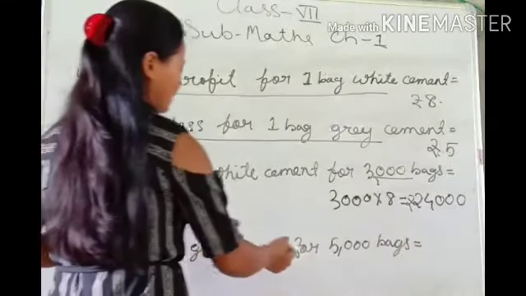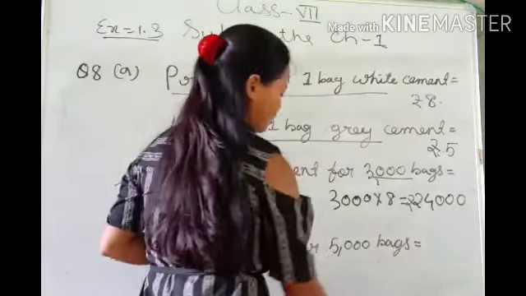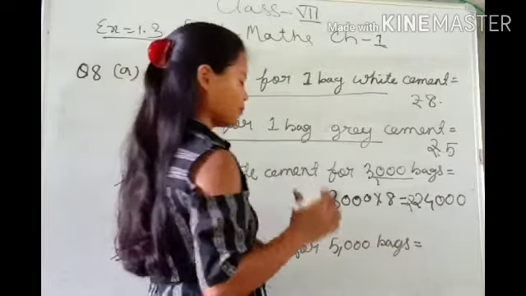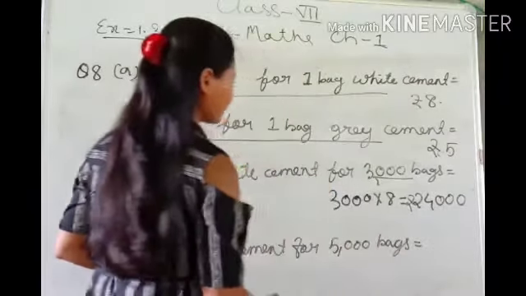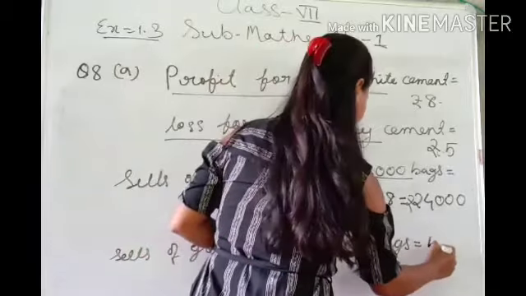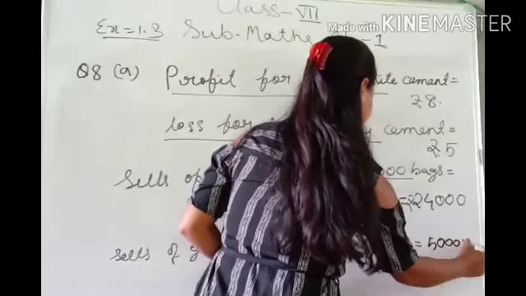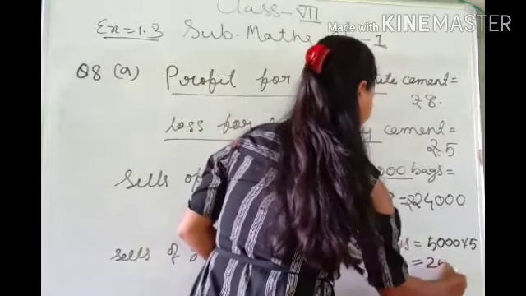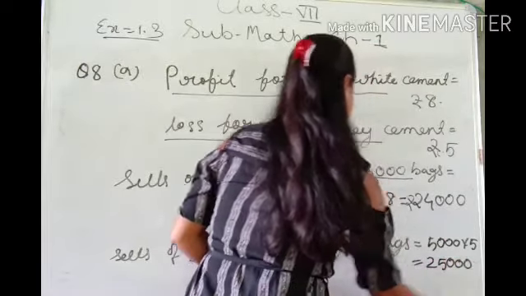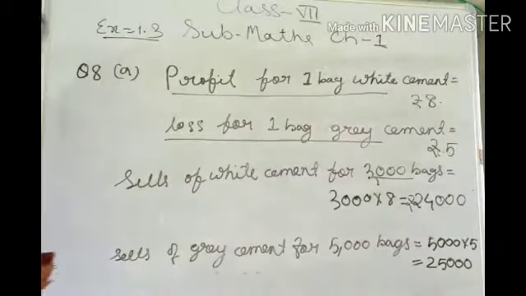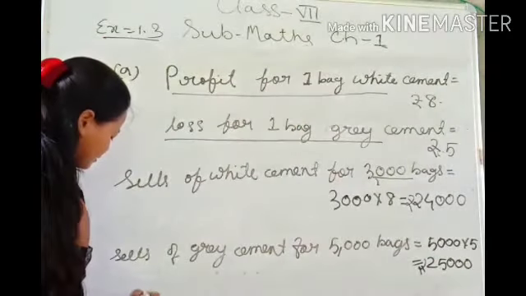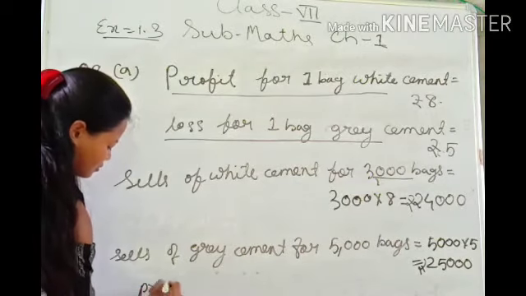Now selling grey cement, 5,000 bags. First you will calculate the cost of 5,000 bags of grey cement. So you will multiply 5,000 with 5. So how much will you get? You will get 25,000. Now loss, now profit.